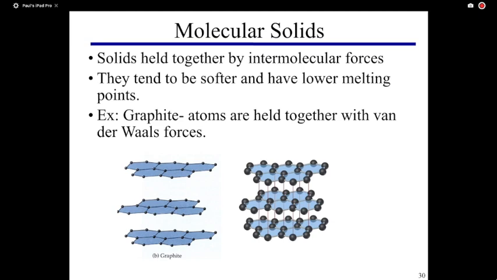Now, a solid molecular compound can be held together without covalent bonds. And here is another allotrope of carbon called graphite. It's a combination of covalent bonds and basically van der Waals forces holding it together.